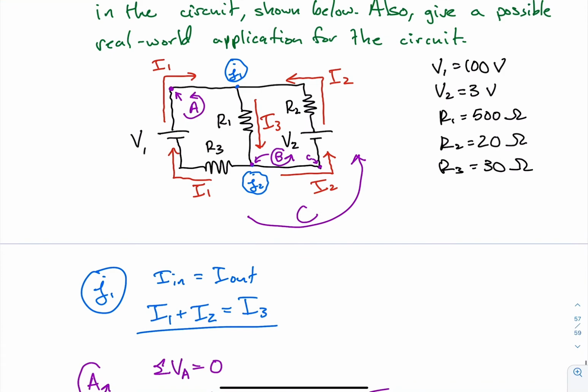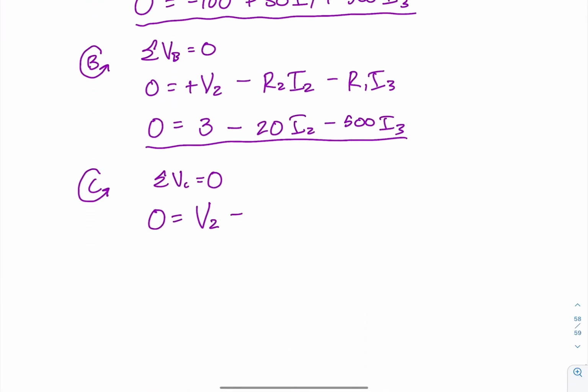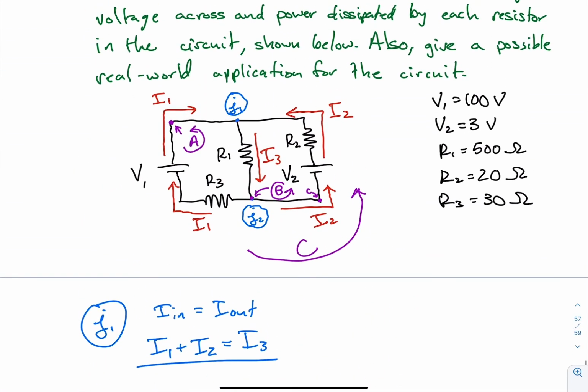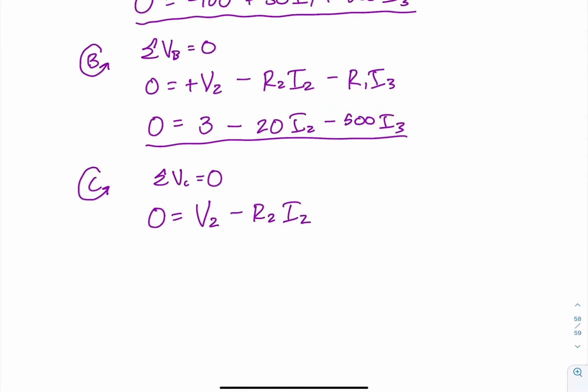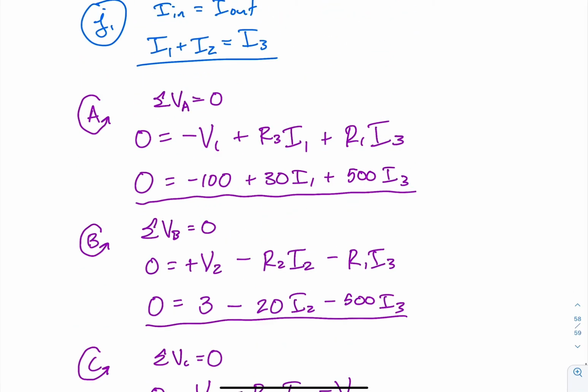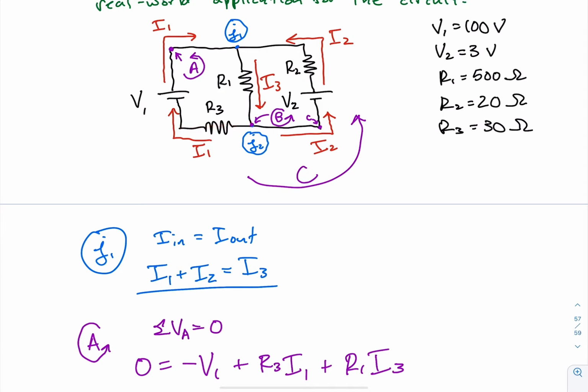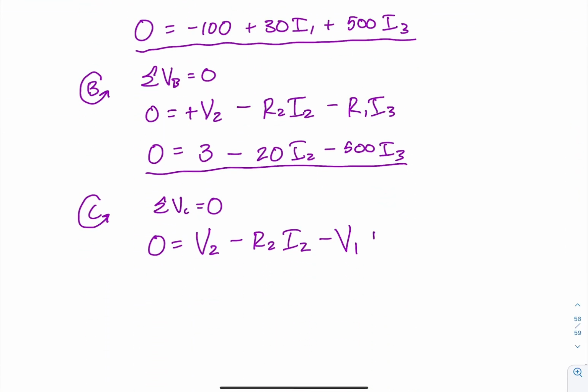Then we're going to go through R2 in the same direction as I2, so we're going to subtract, just like before. And then we're going to continue on. We're skipping the middle one because we're doing the outer loop. We're forced through V1, going from high to low. So that means we have to subtract. And then from our last resistor, we're going to be going against I1 through R3, so we have to add. So we have to add R3I1, and there are the 4 voltages that have to sum to 0.